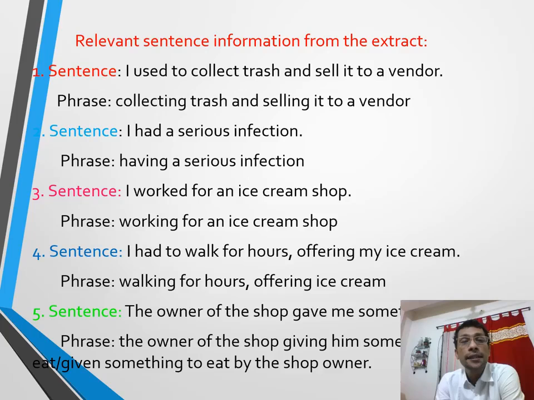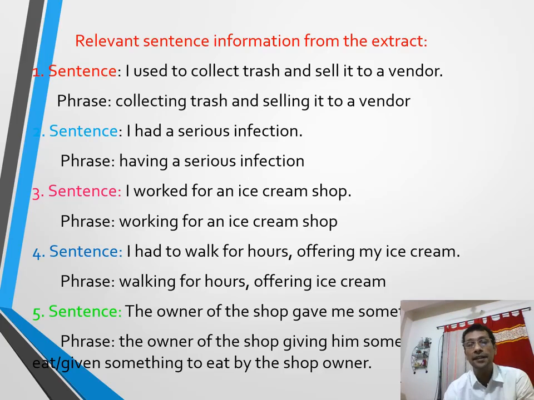Then the third sentence, I worked for an ice cream shop. The phrase would be working for an ice cream shop. Next sentence is I had to walk for hours offering my ice cream. The phrase would be walking for hours offering ice cream. The next sentence is the owner of the shop gave me something to eat. So the phrase would be the owner of the shop giving him something to eat, or given something to eat by the shop owner. So these are the phrases.